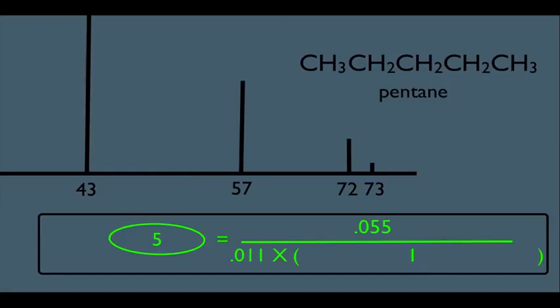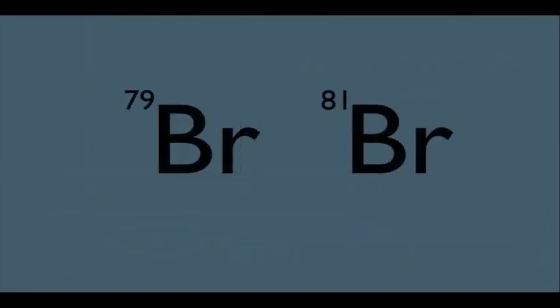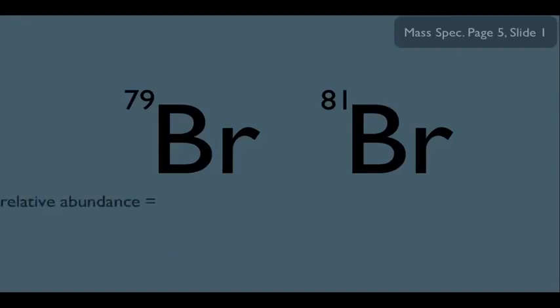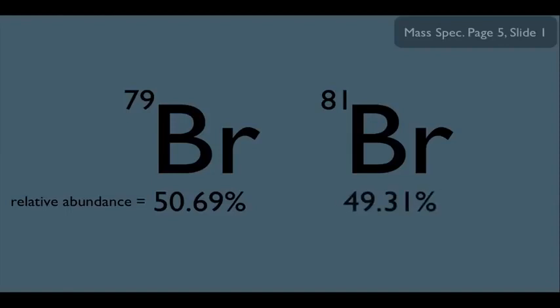However, this relative abundance analysis that we're doing here is not limited to carbon. For instance, let's check out Br here. It just so happens that Br comes in 2 isotopes, Br79 and Br81, and the relative abundance just so happens to be 50.69% is Br79 and 49.31% is Br81. Remember, these percentages are laws of nature.